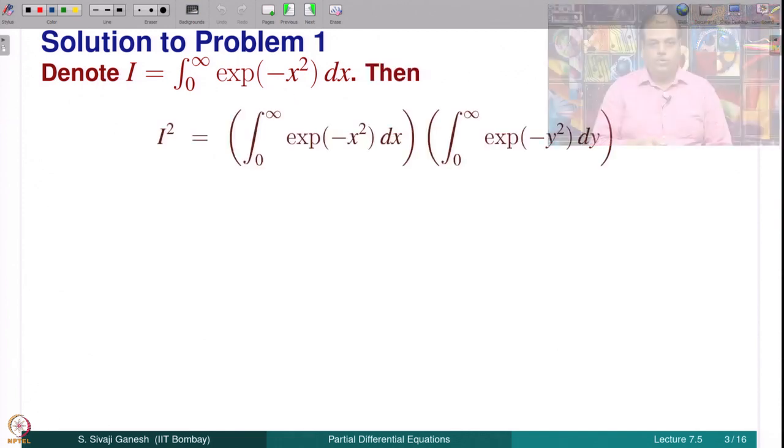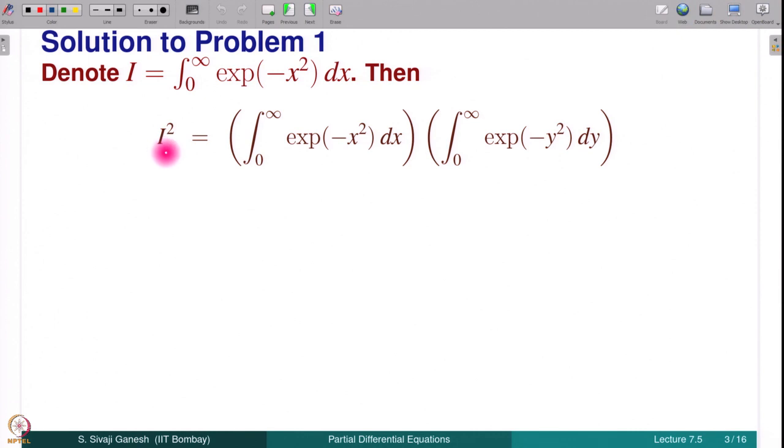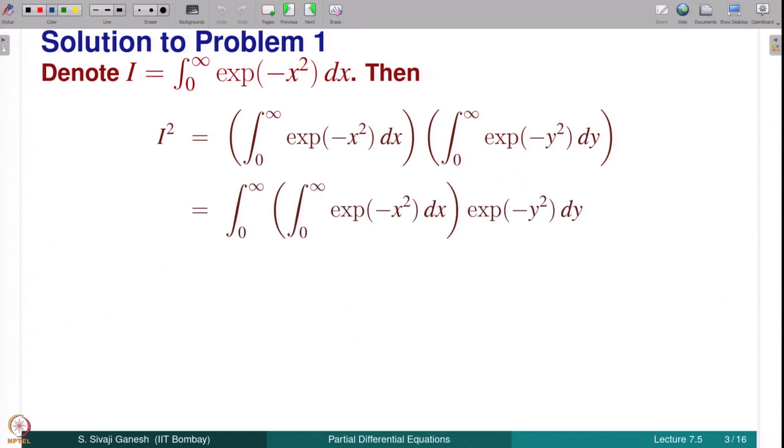So, to compute I, we look at I square. I square is I into I, that is this quantity into the same quantity. Because I am writing it twice, I have used x in one integral and y in the other integral. Anyway, this is a so-called dummy variable, so I can use any variable I want.